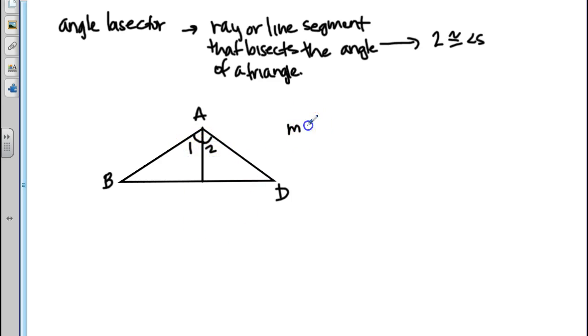If they tell you the measure of angle 1 is 41 degrees, what's the measure of angle 2? Well, if segment AC bisects this angle BAD, then these two angles are congruent to each other, so this one would also be 41 degrees. If they ask you for the measure of angle BAD, we should be able to find that now. 41 plus 41, 41 times 2, is 82 degrees. All right, let's try another one.